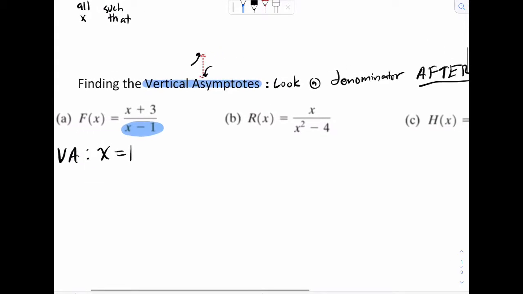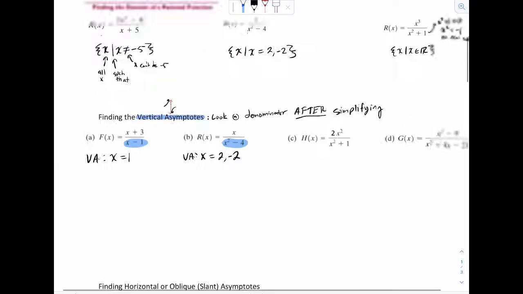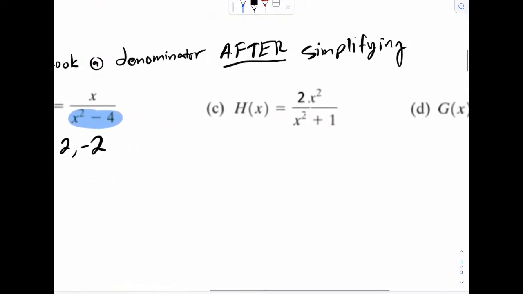So for B, same thing. I can see I can't simplify any further, so look at the bottom. Your VA is x equals 2 or -2. For part C, notice how the domain here would be everything. So for your vertical asymptote, there would be none. There's no way to make the bottom 0 here.